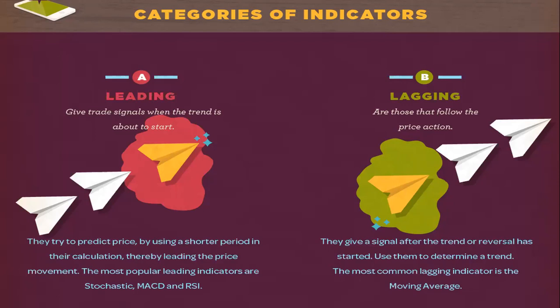And then let's go to the lagging indicators. Lagging indicators are those that follow the price action, and leading indicators give trade signals when a trend is about to start. So know the difference. Lagging indicators give a signal after the trend has started. Use them to determine a trend. The most common lagging indicator is the moving average.